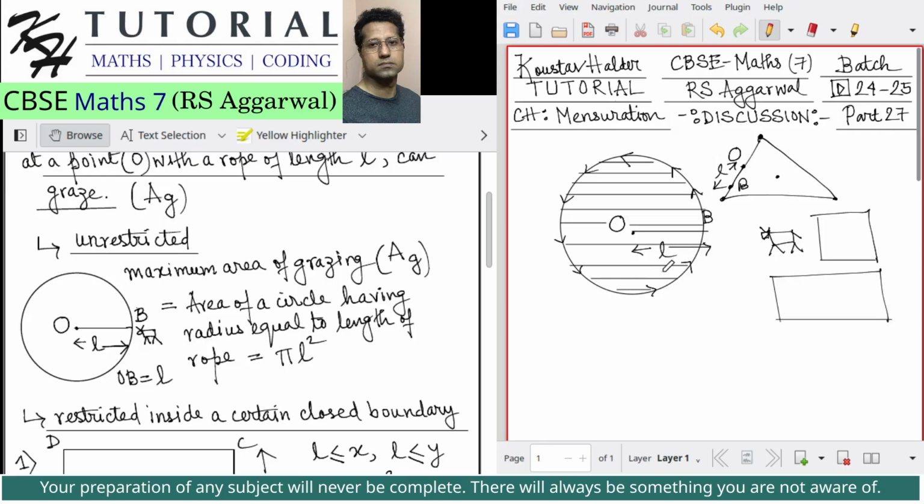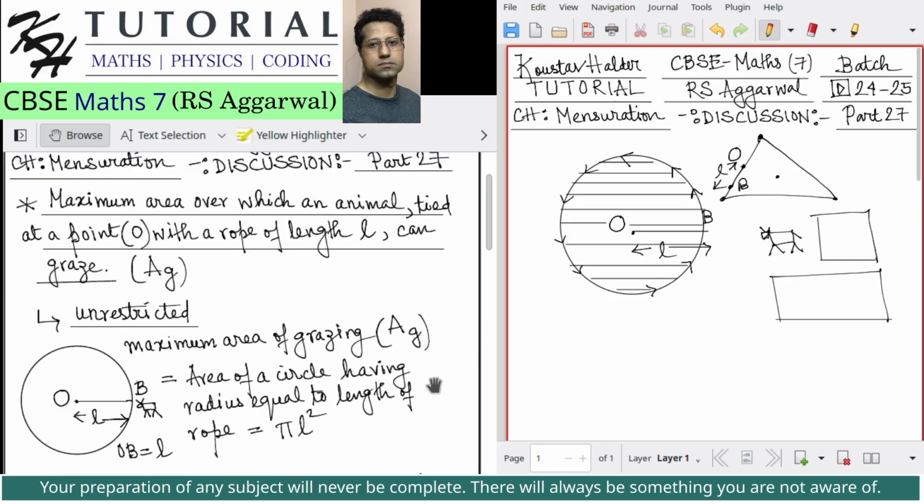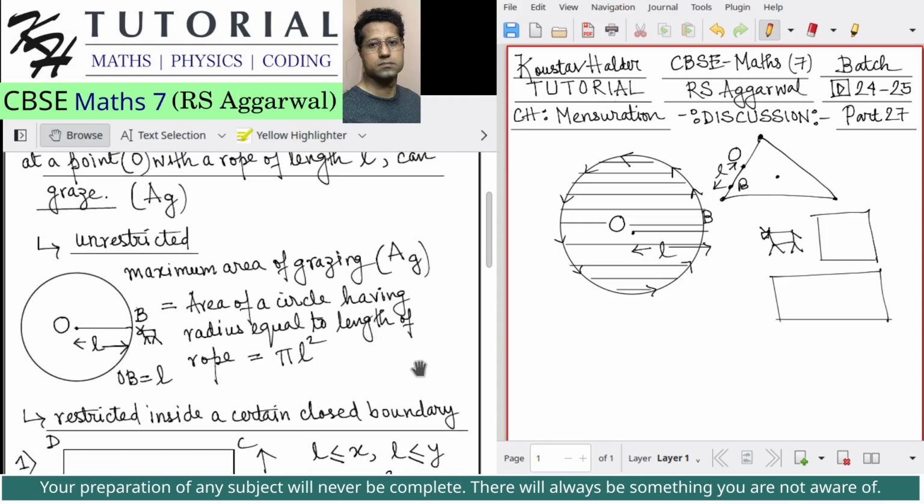So in the unrestricted mode, where there is no boundary inside which the movement of the animal is restricted, the maximum area of grazing. Now please note that I am using some notation. The maximum area of grazing, I am denoting it with the letters AG, G for grazing, and capital letter A for the area. So AG denotes the maximum area of grazing. So in the unrestricted mode, the maximum area of grazing AG will be equal to pi L square, where L is the length of the rope by which the animal is tied.